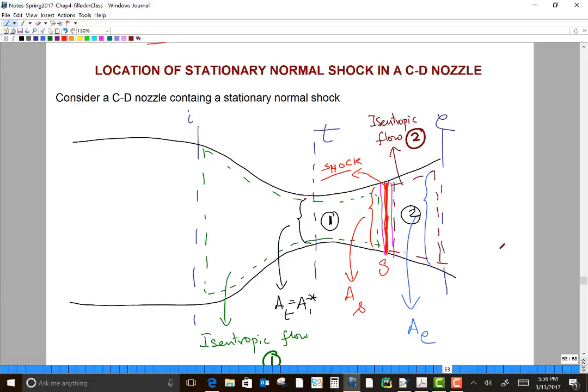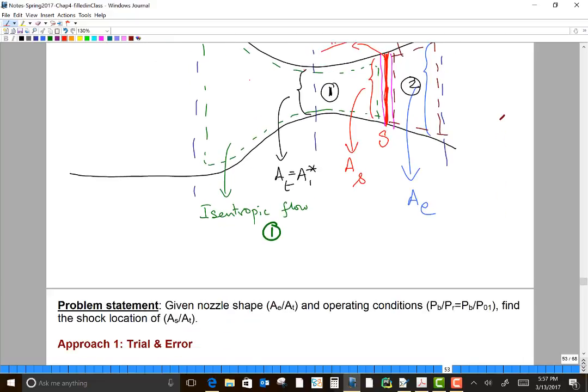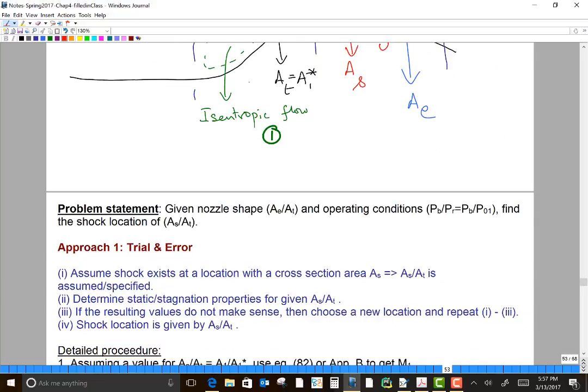Now I'm going to give you AE by AT, the shape of the nozzle again, and I'm also going to give you PR. But now, in addition to PR, I'm going to give you the back pressure. And you have to compute where the shock is going to be, okay? So that is this section of this chapter. We can consider a converging diverging nozzle containing a stationary normal shock. The problem statement is the following. Given nozzle shape AE by AT and operating conditions PB by PR or PB by P01, find the shock location AS by AT.